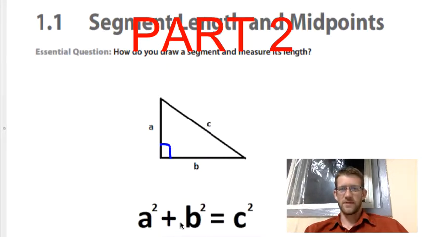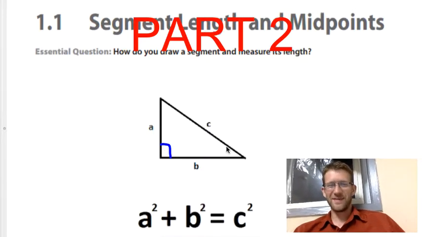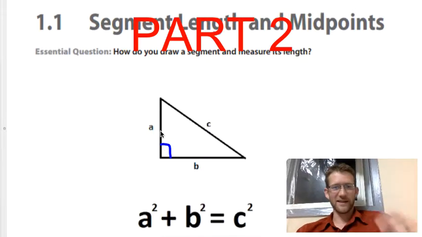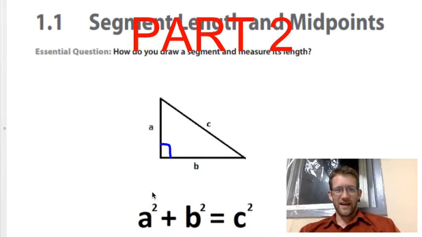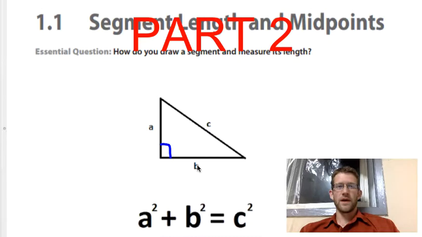I made a mistake from the last video. It should be applicable to this. Definitely a right triangle. And it basically states a squared plus b squared is equal to c squared. This is the Pythagorean theorem, right? And we're going to see a direct application of it here in a second.